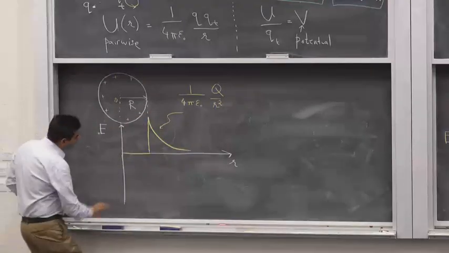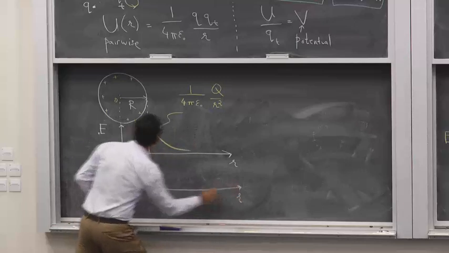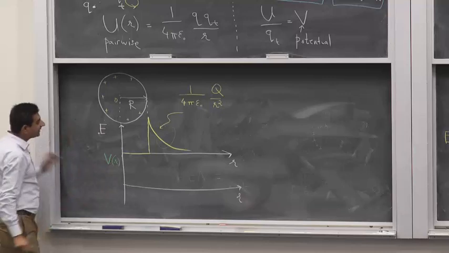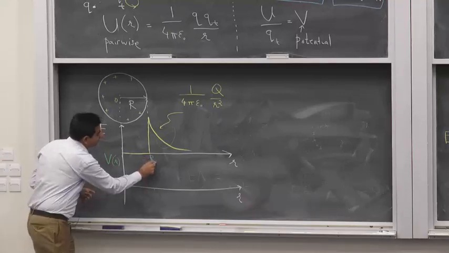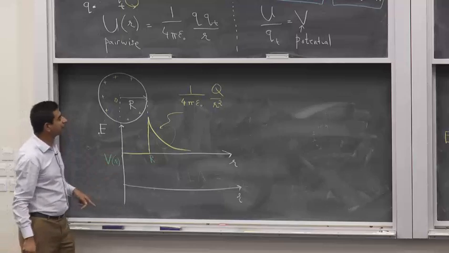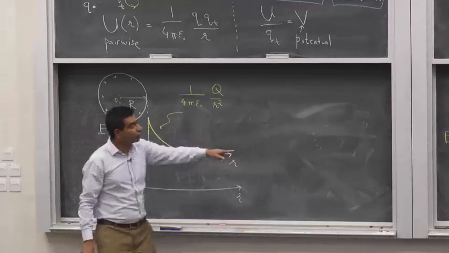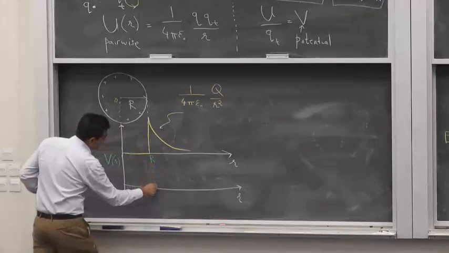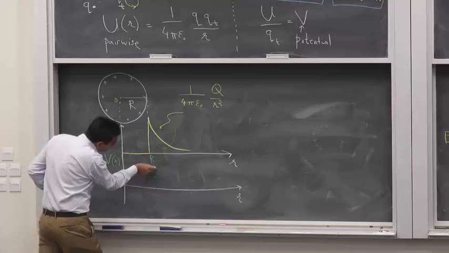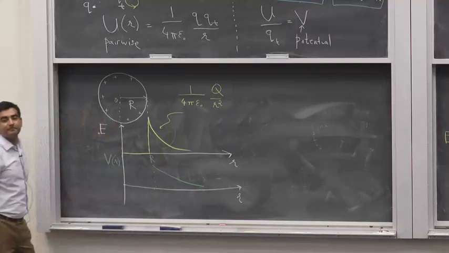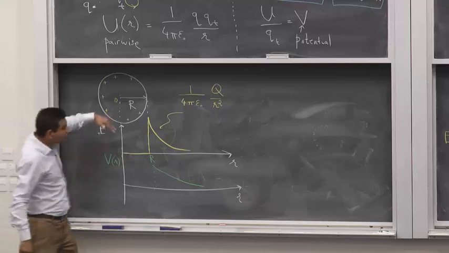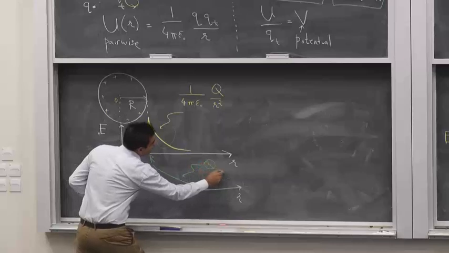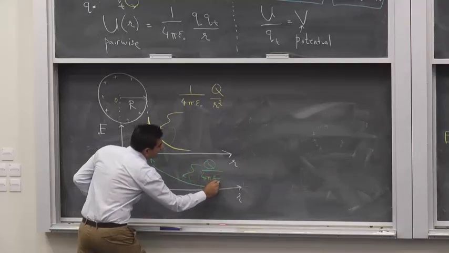Now if we were to draw on the same graph the potential V of r, let's not worry about the potential inside. This point is capital R. The potential outside is going to be 1 over 4 pi epsilon naught Q over r. So outside, it's going to fall off as a hyperbola, not as a parabola, but as a hyperbola. So it's going to fall off gently as 1 over r. So here the potential is going to fall off as Q over 4 pi epsilon naught small r.